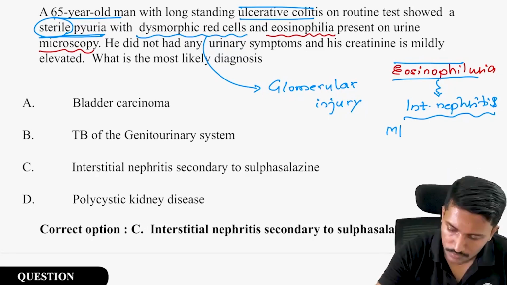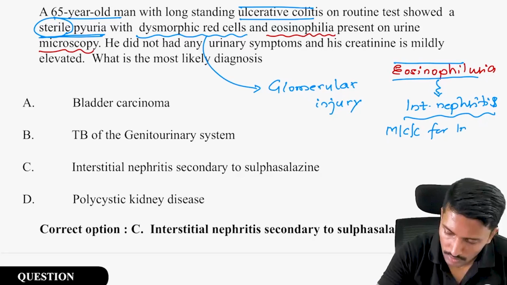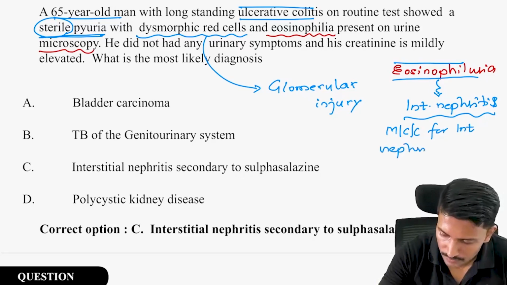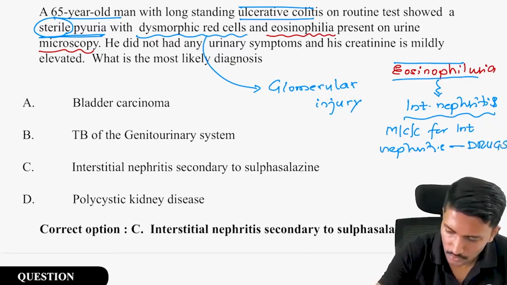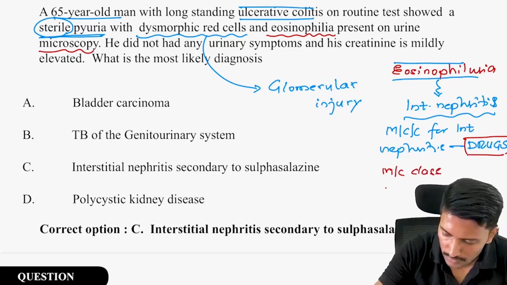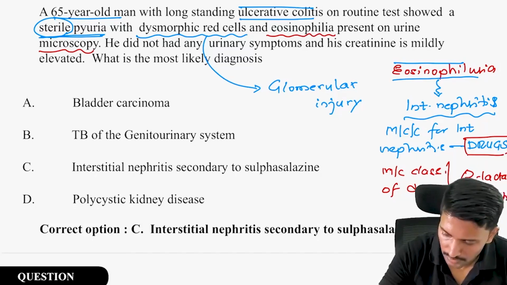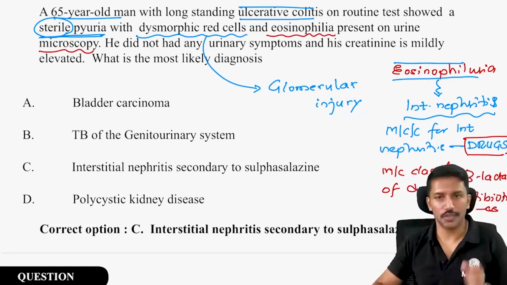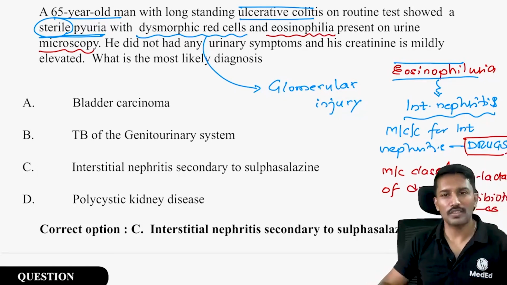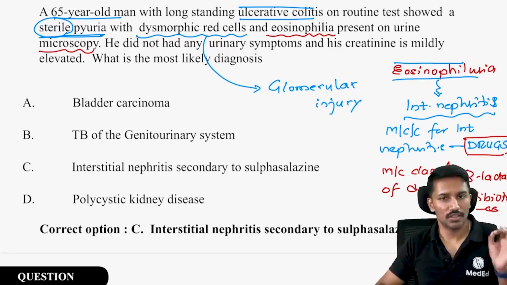The most common cause for interstitial nephritis is usually drugs. Okay, if at all they ask you among the drugs what is the most common cause for interstitial nephritis, the most common class of drugs responsible is your beta-lactam antibiotics. Right? So we learned plenty of MCQ points here. Any question which talks about eosinophils in urine is talking about interstitial nephritis.